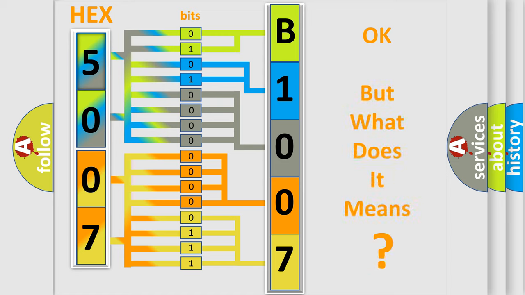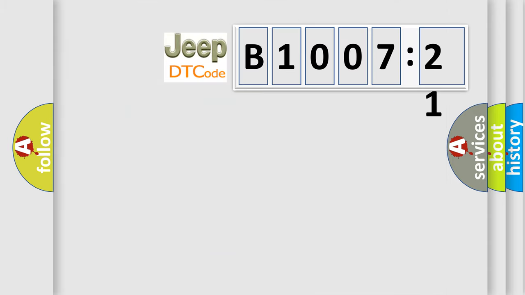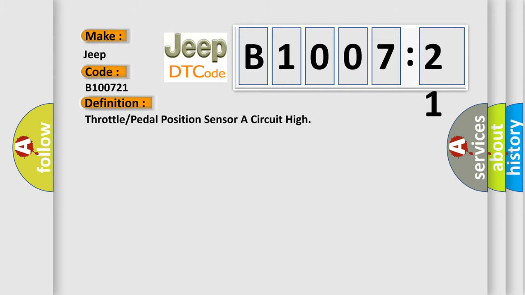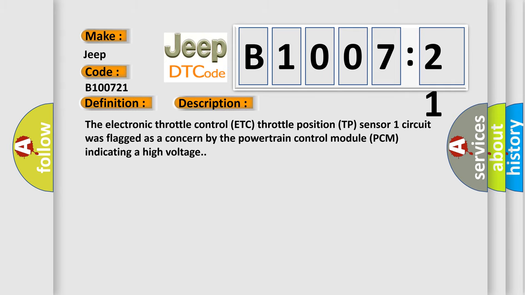The number itself does not make sense to us if we cannot assign information about what it actually expresses. So, what does the Diagnostic Trouble Code B1007-21 interpret specifically for Jeep car manufacturers? The basic definition is throttle or pedal position sensor A circuit high. And now this is a short description of this DTC code.